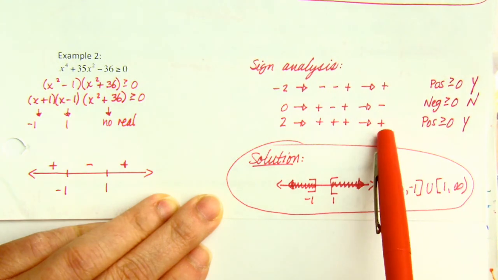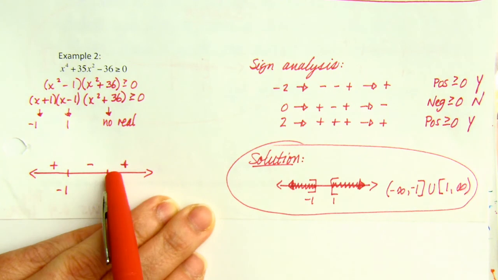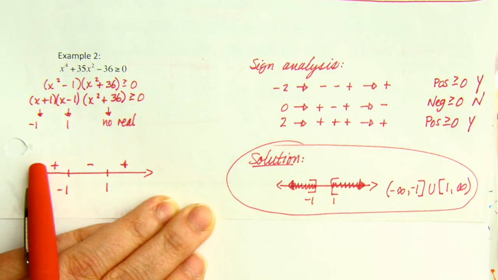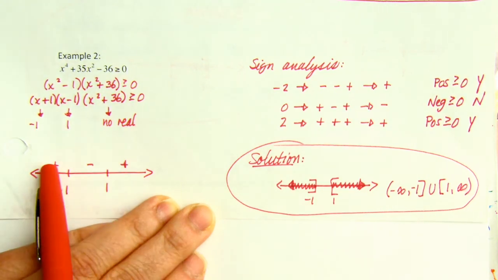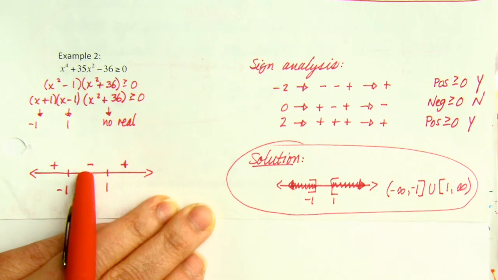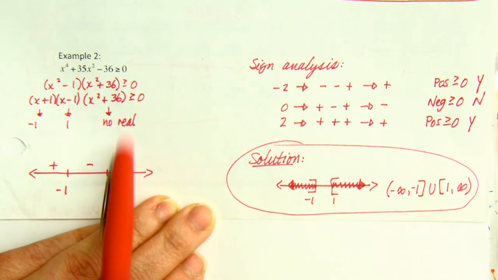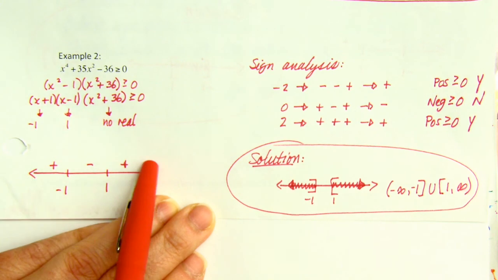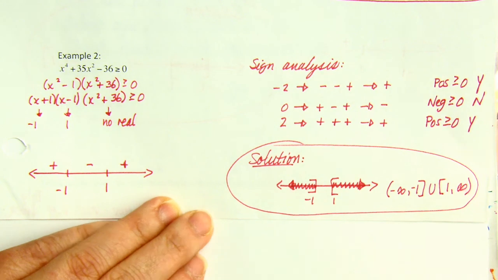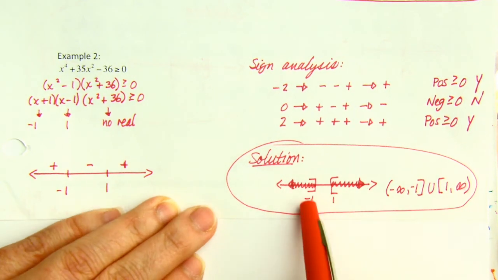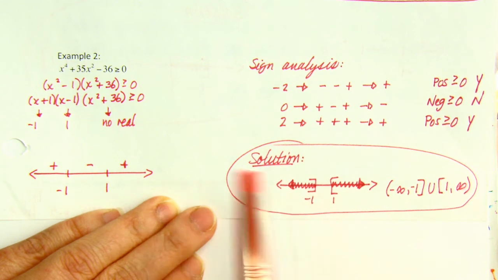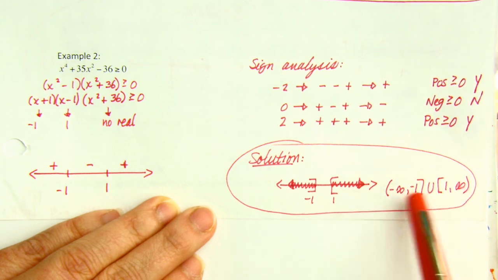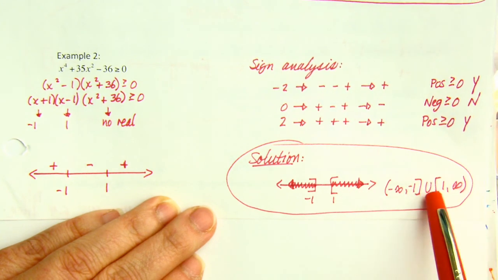Now, I put them on my number line here. So it was positive, negative, and positive. And I'm like, is a positive number greater than or equal to 0? True. Is a negative number greater than or equal to 0? False. Is a positive number greater than or equal to 0? True. And so the shading goes here and here. And so my solution was -infinity up to and including -1, including it because of the equal to in the inequality. And then I pick up at +1, go to infinity. And then my interval notation is this piece in union with this piece.